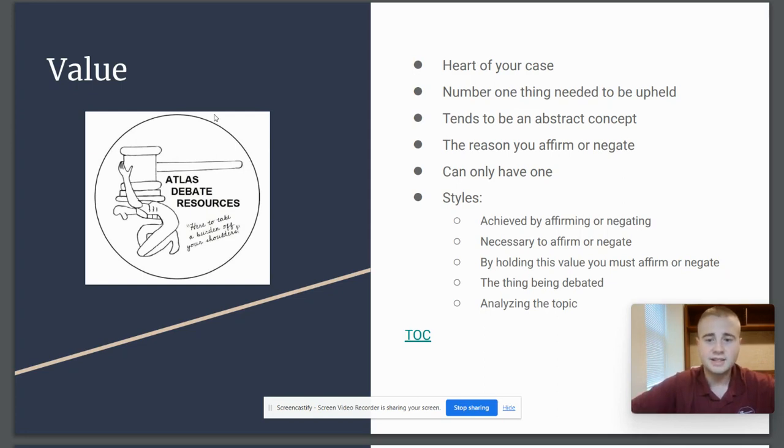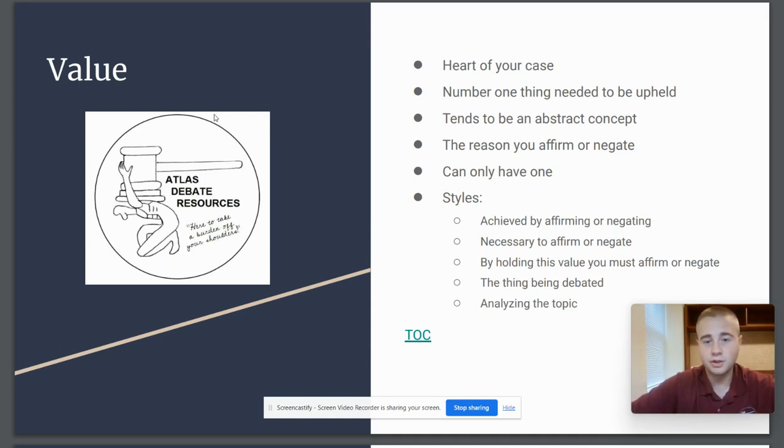The next is that it's necessary to affirm or negate. That seems very similar to the first, but it's a little bit different in the sense that your value means that you have to affirm or negate. It's a little bit more of a theoretical, philosophical, typically moral concept. What you're going to be doing is debating that because I value justice or something along those lines, it's necessary for me to affirm or negate.